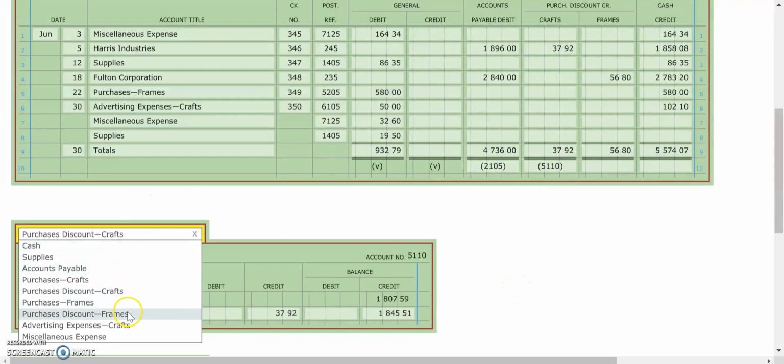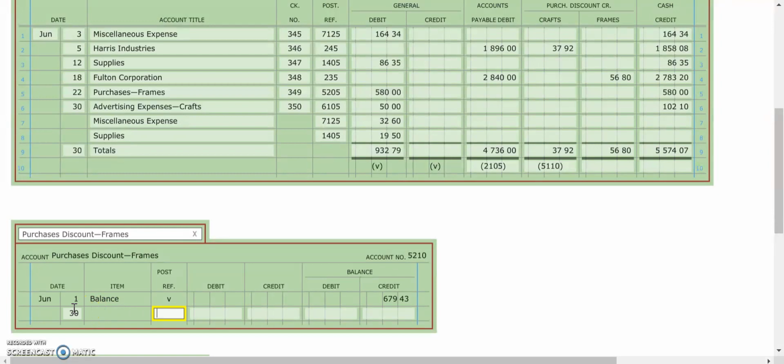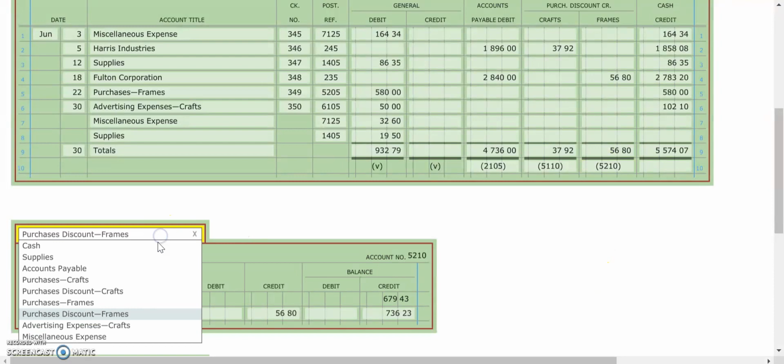And then we have our purchases discount for frames. Again, this is a credit of $56.80. So a little more math, $679.43 plus $56.80 is $736.23. Oops. 736.23. And then 5,210.